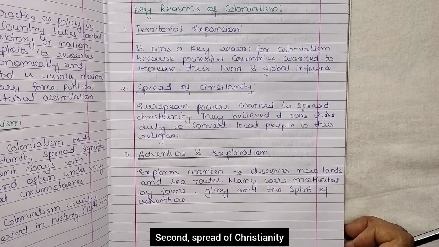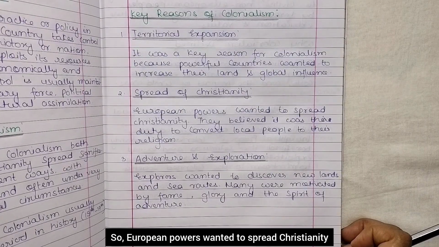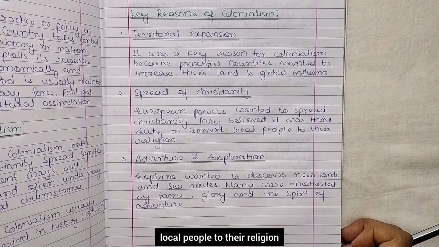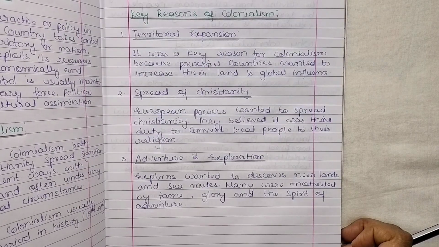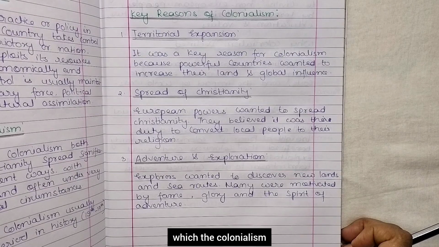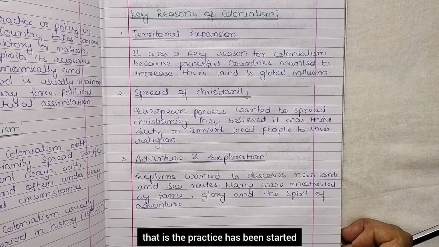Second, spread of Christianity. European powers wanted to spread Christianity. They believed it was their duty to convert local people to their religion. So this is also one of the factors due to which the practice of colonialism started.